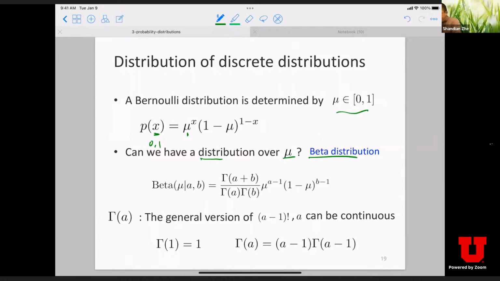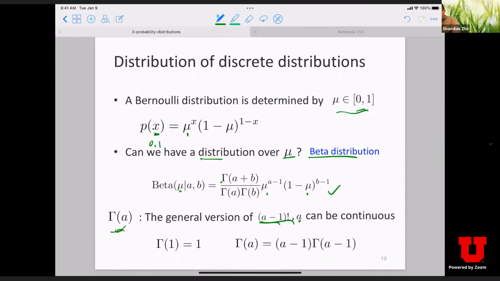For the beta distribution, the support, meaning all possible values that mu can take, is between 0 and 1. And this is the density of the beta distribution. Here, the gamma is called the gamma function. You can view it as a generalized version of the factorial. For gamma A, the input A can be continuous or an integer. If A is an integer, then gamma A is just the factorial of A minus 1. But A can also take continuous values.